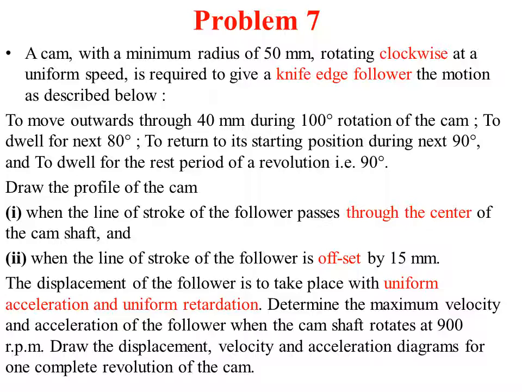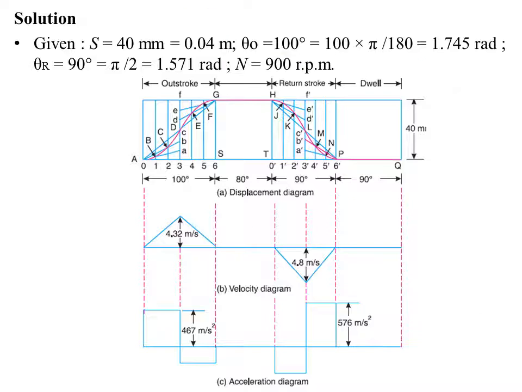To draw the velocity and acceleration diagram, first we need to make use of the formulas and find the maximum velocity and acceleration during outstroke and return stroke, and the same values have to be pictorially represented. So read the problem. It's very important to read the problem carefully, and we should first check what's the type of follower, what's the type of motion, whether the cam is rotating clockwise or anti-clockwise, and all these things. So let's start with the solution.